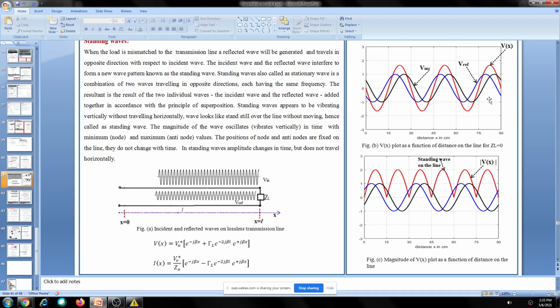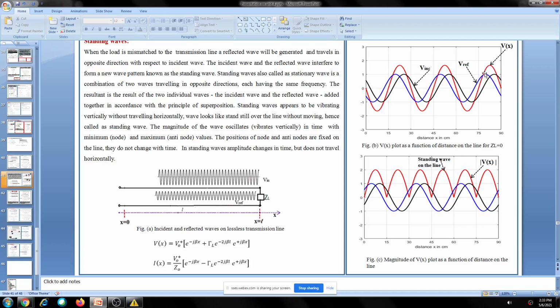So that happens when the waves travel over the transmission line. At some position they add constructively, at some position they subtract. Wherever they add constructively, we will be getting the maximum. To add together, they must be in phase. Reflected and incident, whenever at any position they are in phase, at that position we will be getting maximum voltage. These two we can observe in phase, so we will be getting the maximum here.